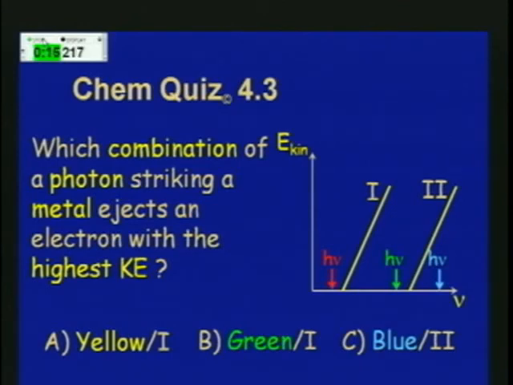$11 more. Don't forget to chime in. I hope people haven't left already. We'll see. 10 seconds. Which combination is it going to be?